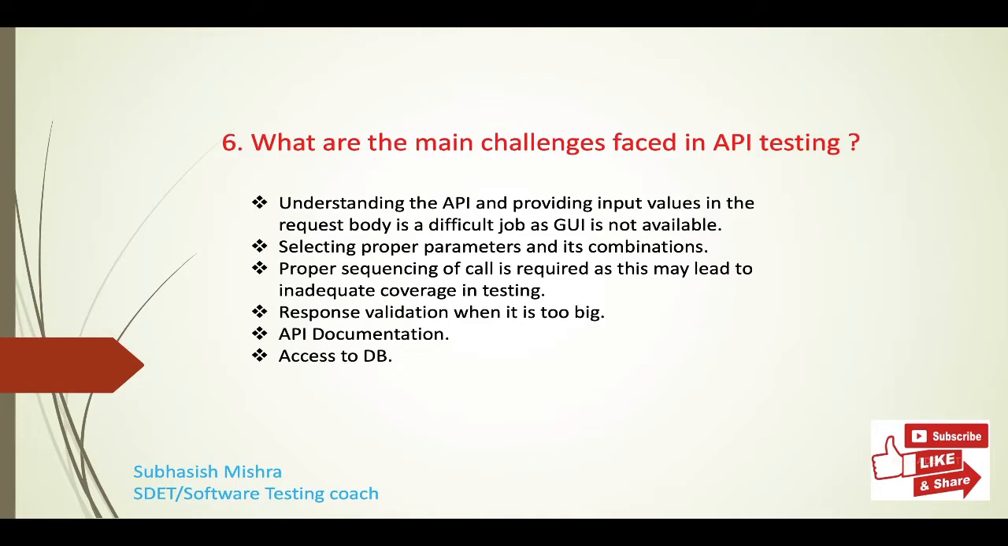Then access to DB. If you do not have access to database, verifying response is again difficult, as we need to compare data present in DB and data stored in API response. Then only you can compare the result and come to the conclusion whether your test case is passing or failing. So sometimes we don't get access to DB, then it is difficult. So these are the main challenges people face in API testing.